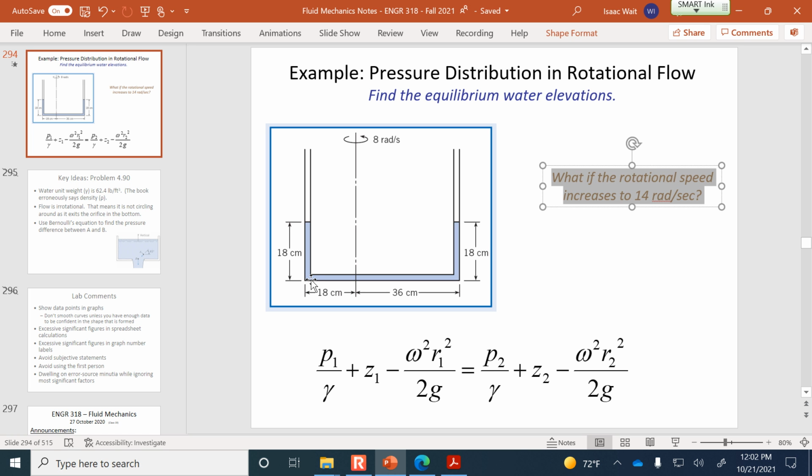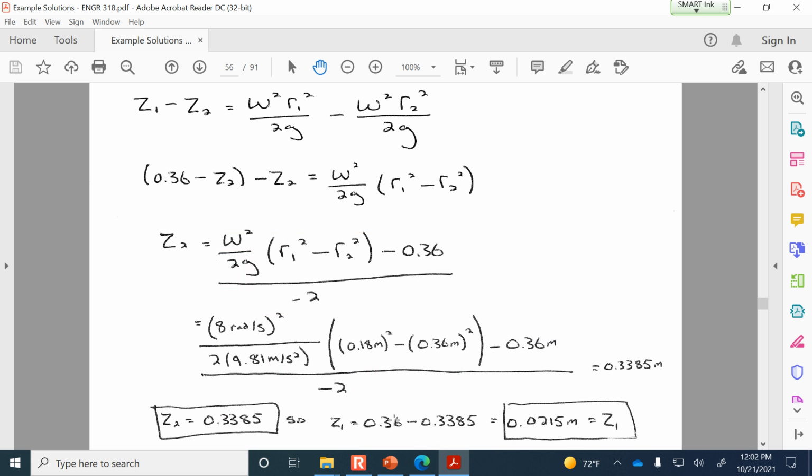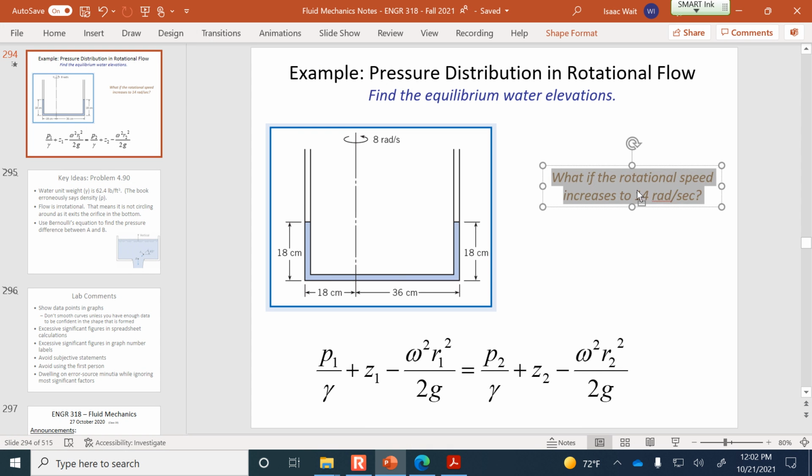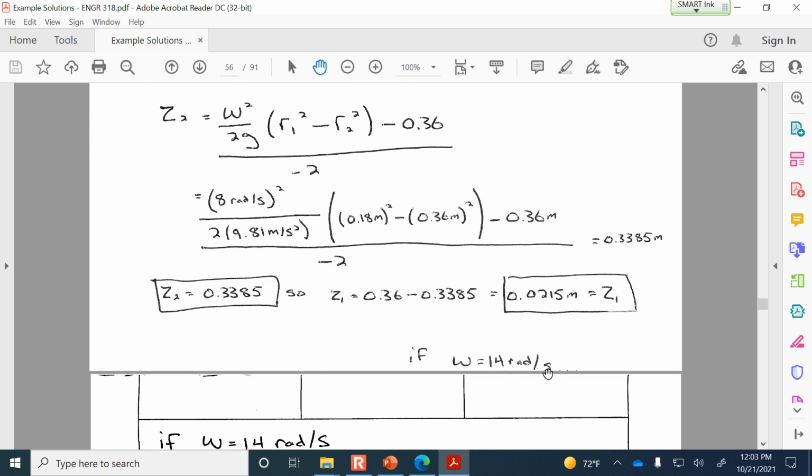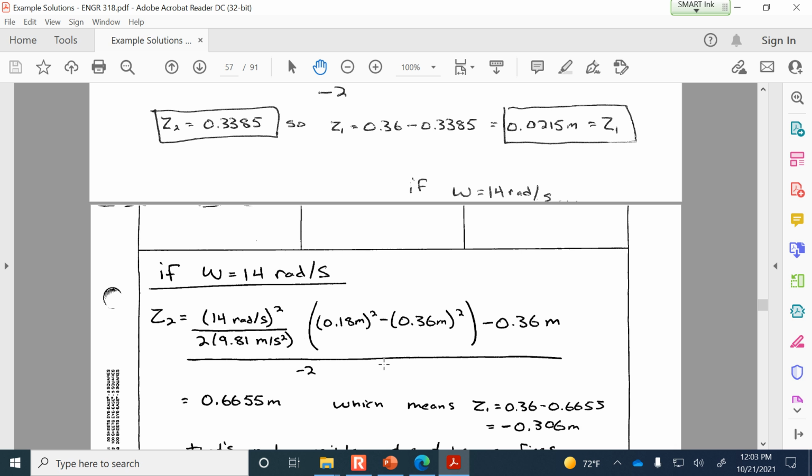Now, the way that you know that you need to switch over and transition is we could just substitute in this other rotational rate, 14 radians per second. What if I did that in here? So I've rearranged the equation for Z2. What if I just switch, instead of 8, I put 14? So if I do that, the rotational rate is 14, then I get Z2 is 0.6655, which means that you'd have to have a negative number for Z1. And that's not possible. The water level won't go below the bottom of the base.